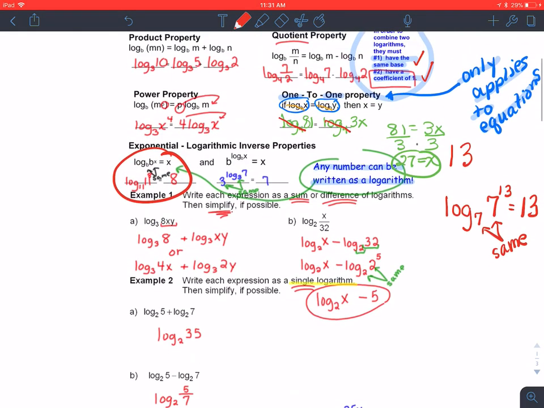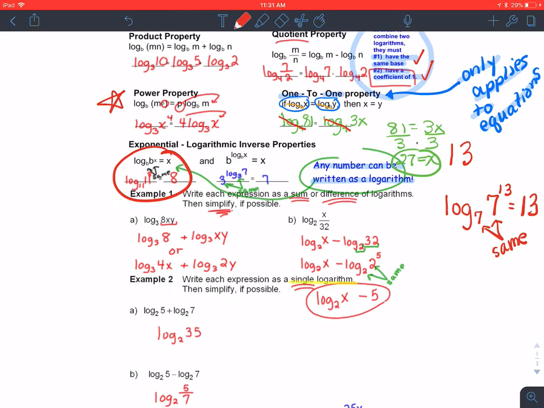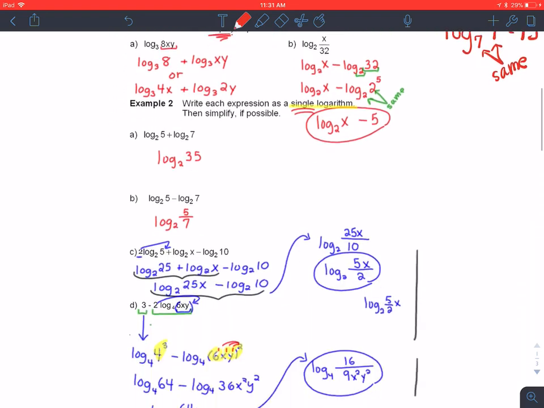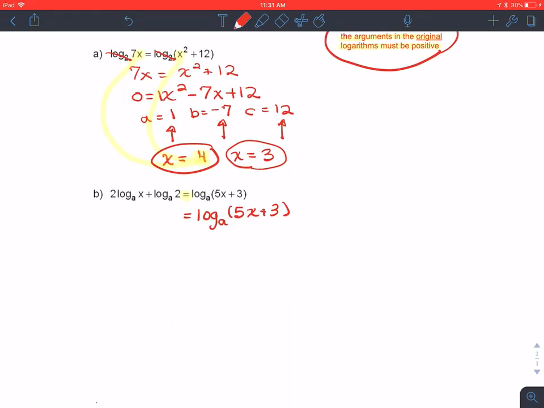Okay, that property was called the power property, and according to the power property, it's fine if you have a number in front of a logarithm. You are permitted to take that number and pull it up so that it becomes the exponent on the argument. That's exactly what we would do here. We're going to pull that 2 so that it becomes the exponent on that logarithm's argument, so that now the lead coefficient for both of those logarithms is 1.